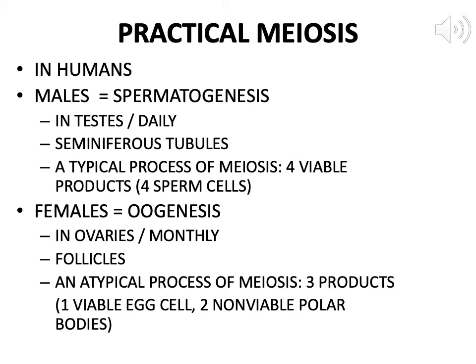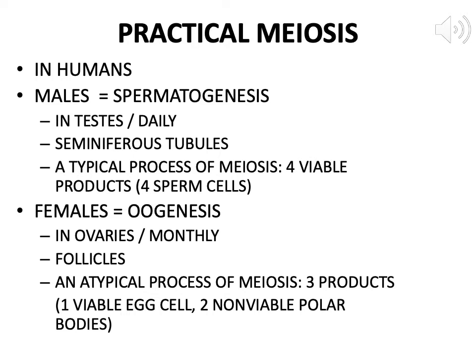Right, so now we have a real good general idea of how meiosis proceeds. Let's take a look at how it proceeds in detail in humans. Understand that meiosis is a process of sexual cell division that results in the formation of sperm in males and eggs in females. In males, sperm formation is commonly called spermatogenesis. The word genesis meaning creation. So it's creation of sperm. It occurs in the testes, which are gonads. It occurs on a daily basis.